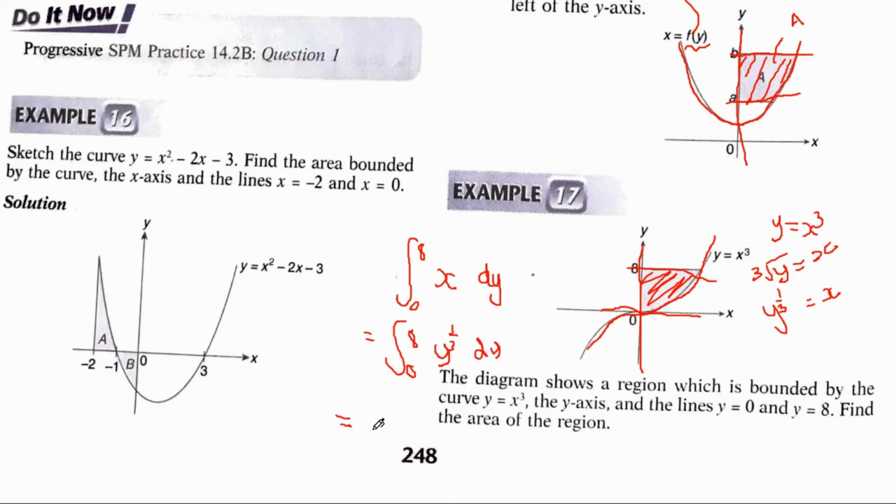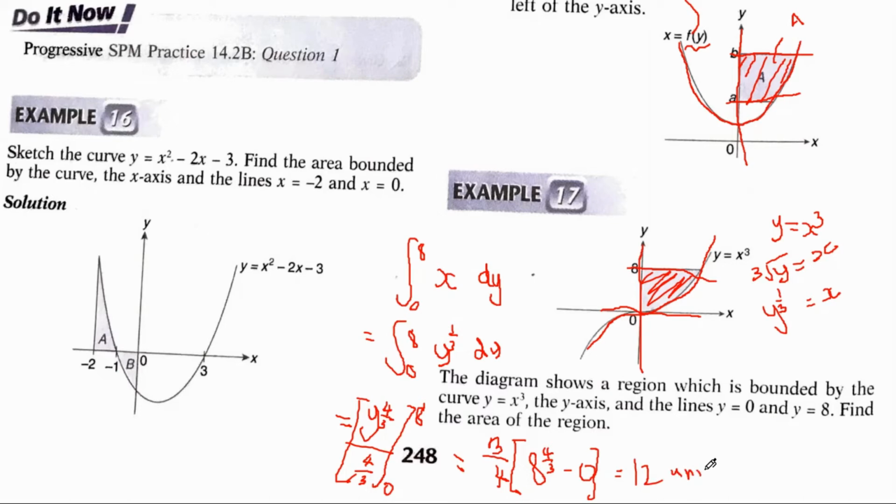Okay, integrate this one. You will have y, the power plus 1, so 4 over 3, over 4 over 3, then from 0 to 8. Okay, so you will have 3 over 4. And then we substitute 8 into y. So 8 power 4 over 3 minus, substitute 0 into y, you will have 0 power 4 over 3, which is 0. Okay, so the answer for this one will be 12 unit square.